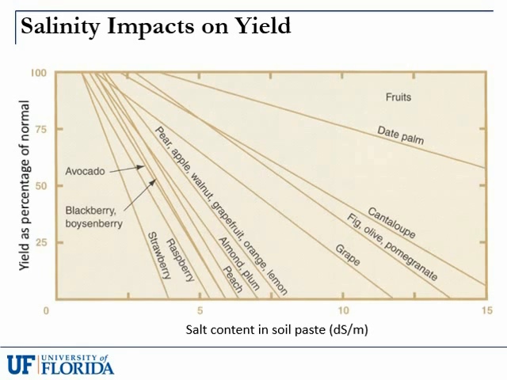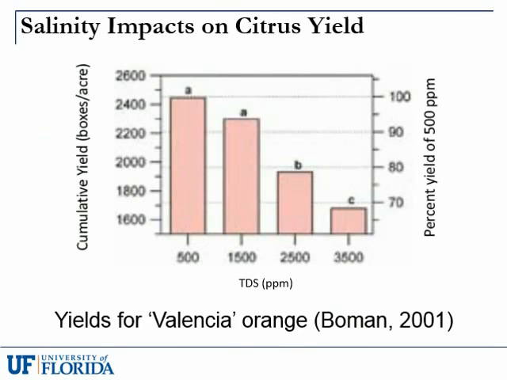Now if you start getting to 2.5, you're still going to be getting somewhere around a 20-25% reduction in yield. So this is just another stressor that's contributing to potential yield reductions as well. So those are things to be thinking of in terms of salinity specifically.